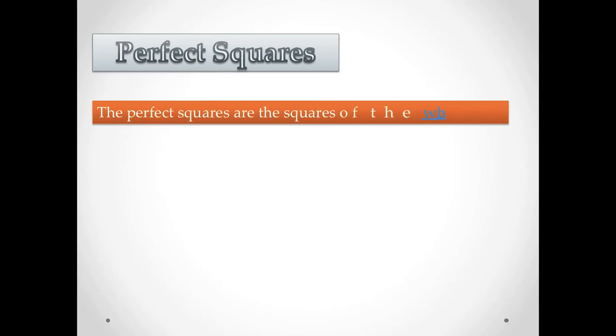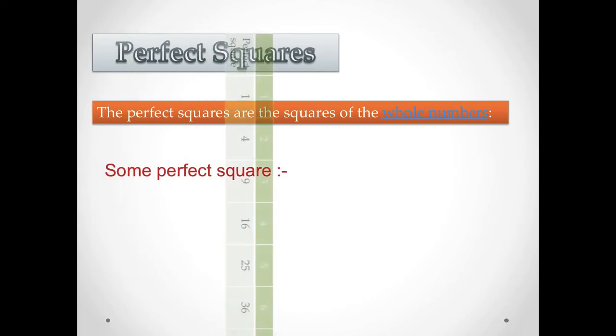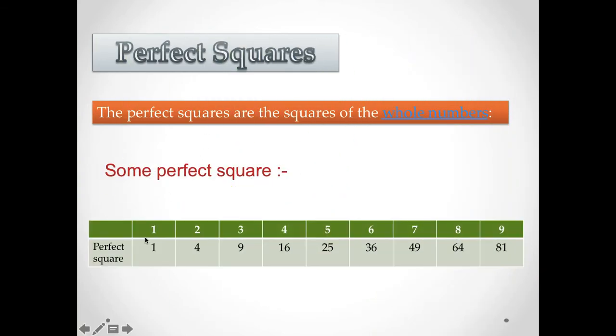Now we have some perfect squares. The perfect squares are the squares of the whole numbers. For example, the square of 1, that means 1 times 1, is 1. 2 times 2, 4. 3 times 3, 9. 4 times 4, 16, etc. So these are the perfect squares and these are the answers.